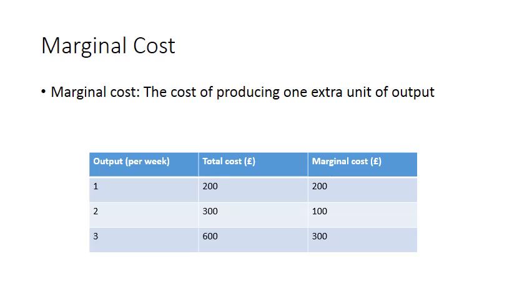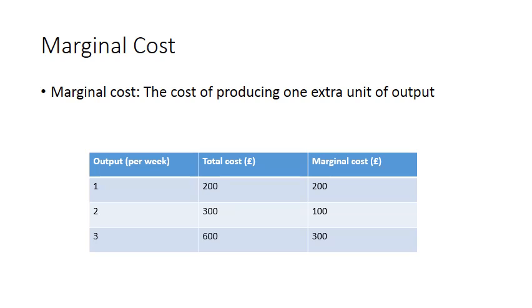Then if we go to our second unit of output, now we see that total costs have gone up to 300. So we ask ourselves, what was the change in total costs from adding that extra unit of output? Well, it's gone from 200 to 300. So that gives us a marginal cost of that second unit of output of 100. We've added on an extra £100 of cost through the increase in output.